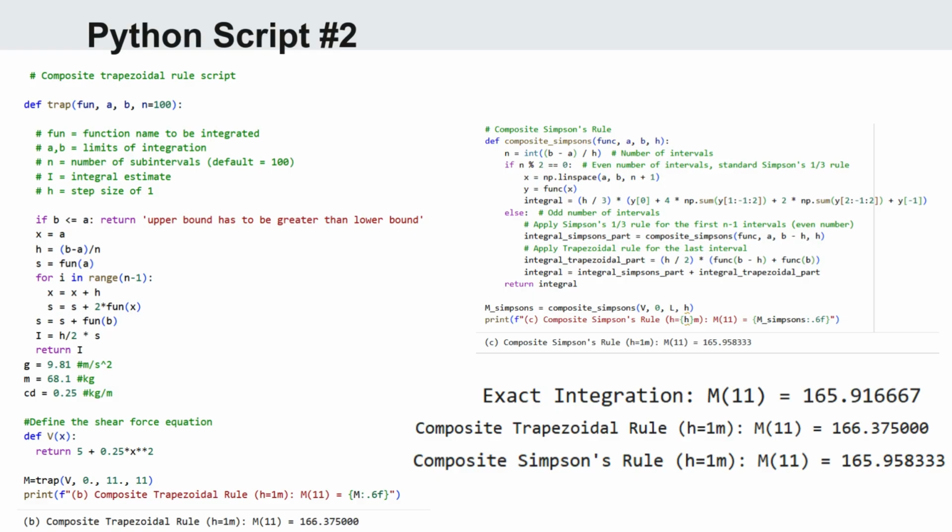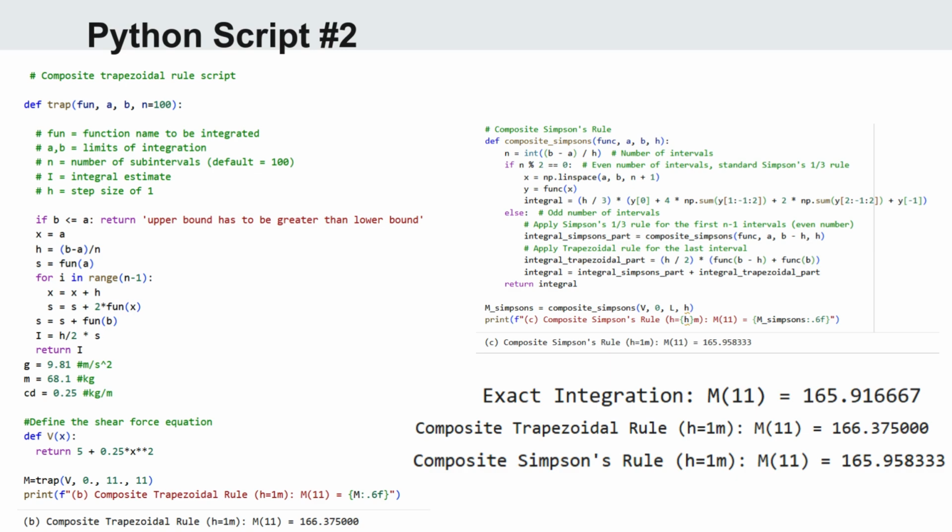And then we go through and plug in the given values in the problem, and then we define the shear force equation and print the composite trapezoidal rule, and that gives us the answer of 166.375, which is about 0.45 bigger than the actual integration, so it's not far off.